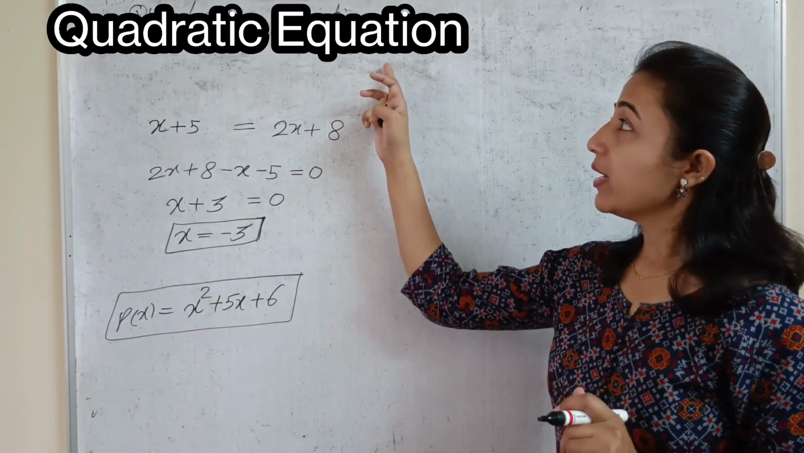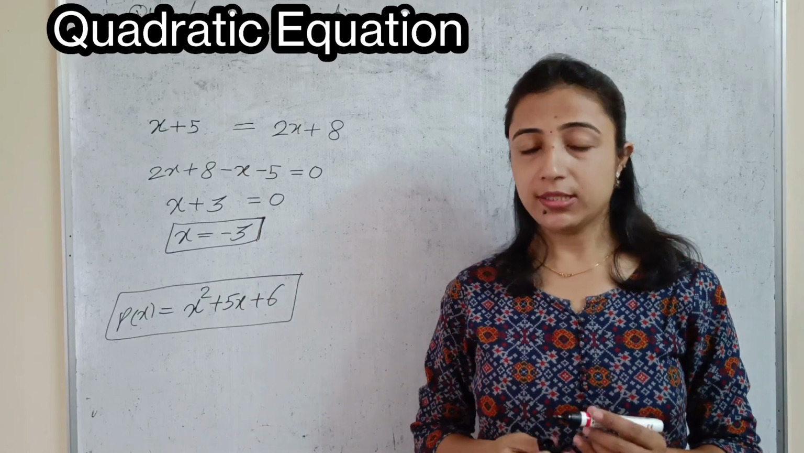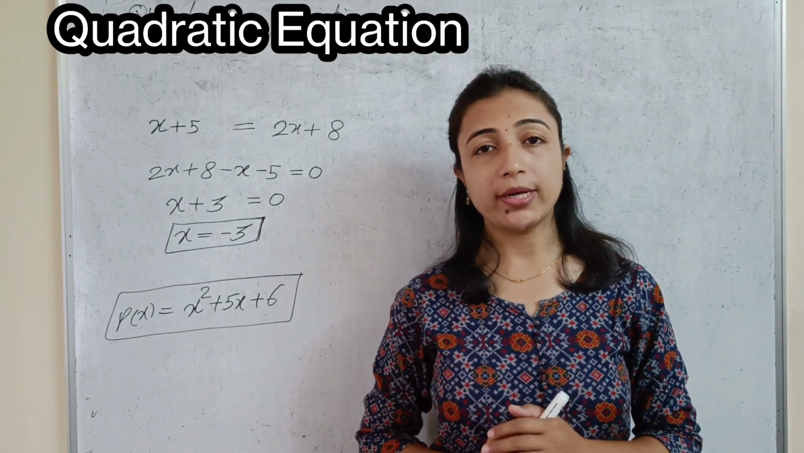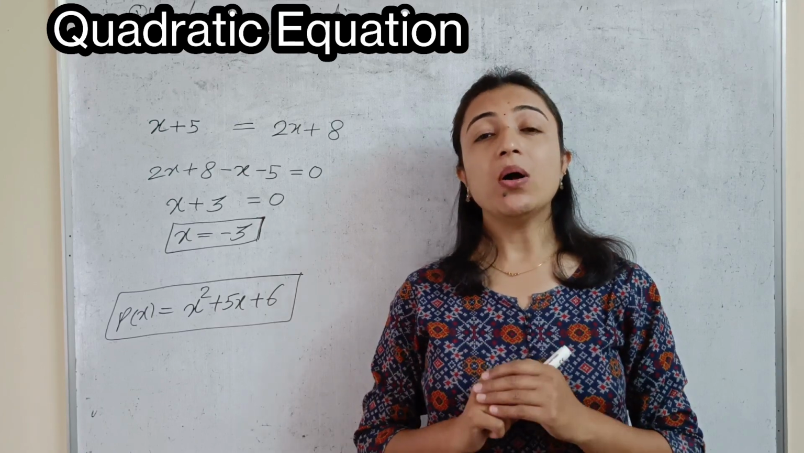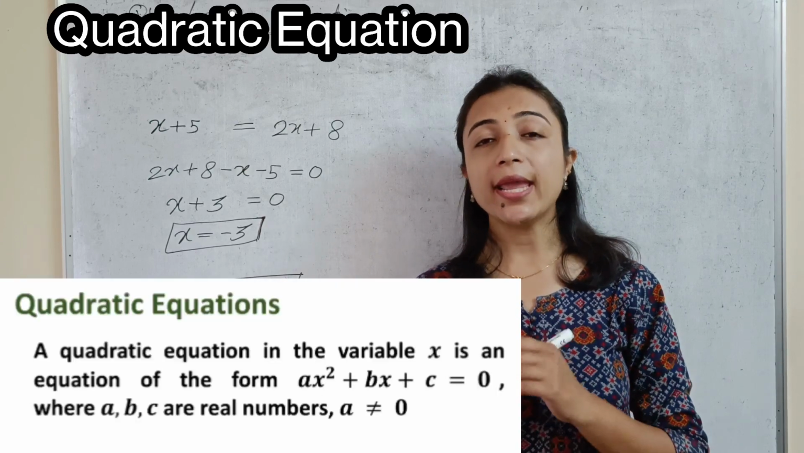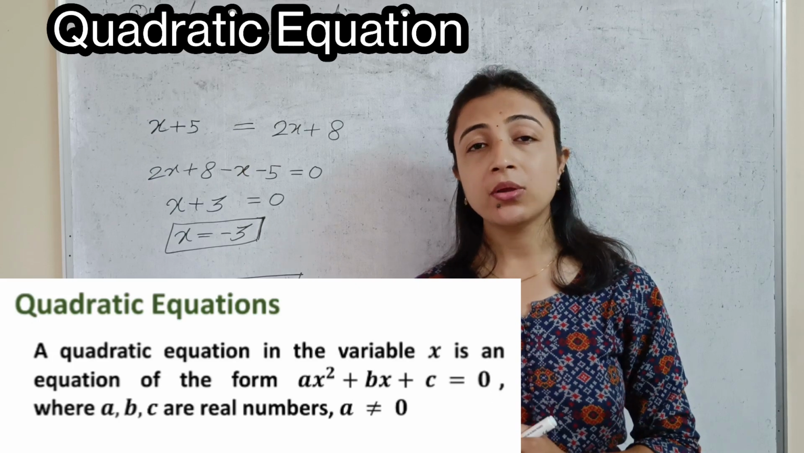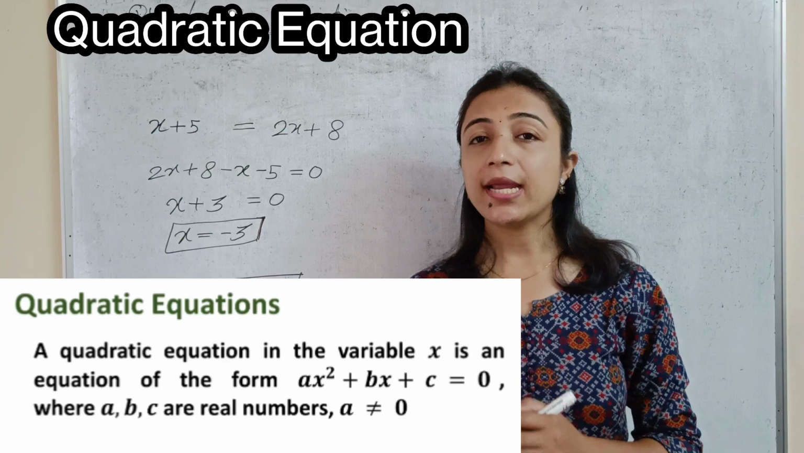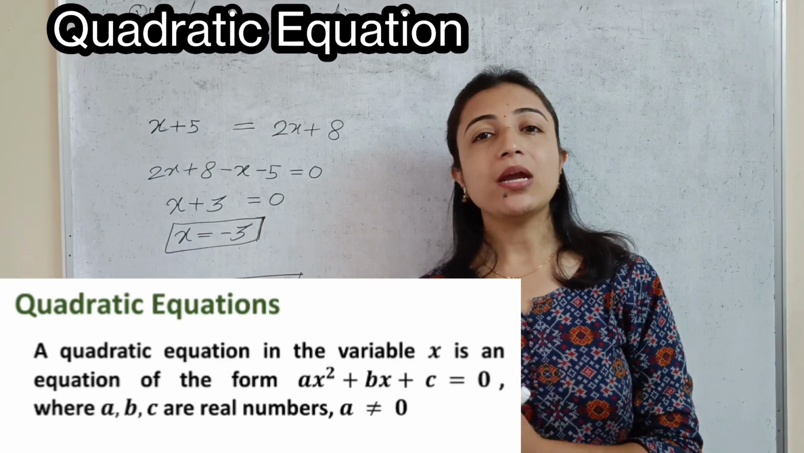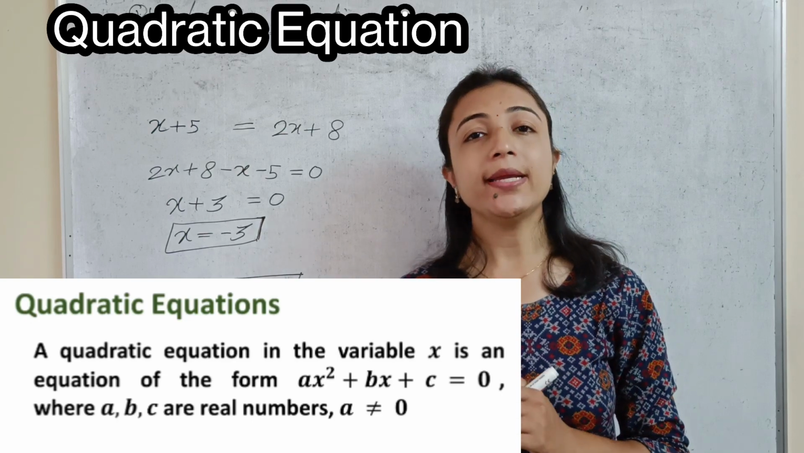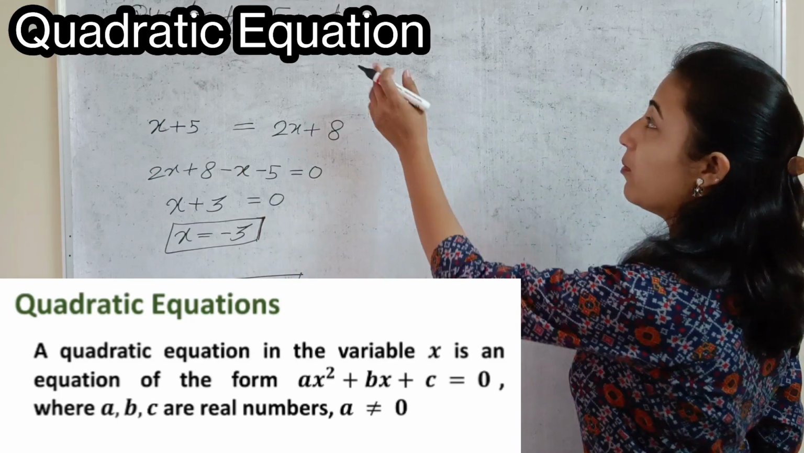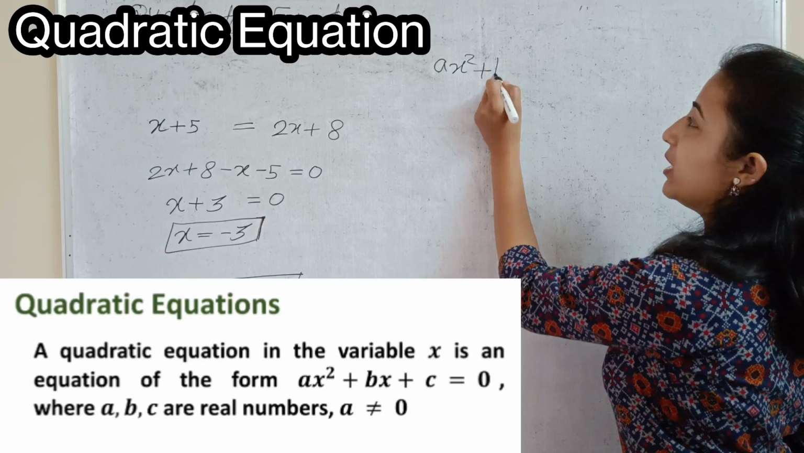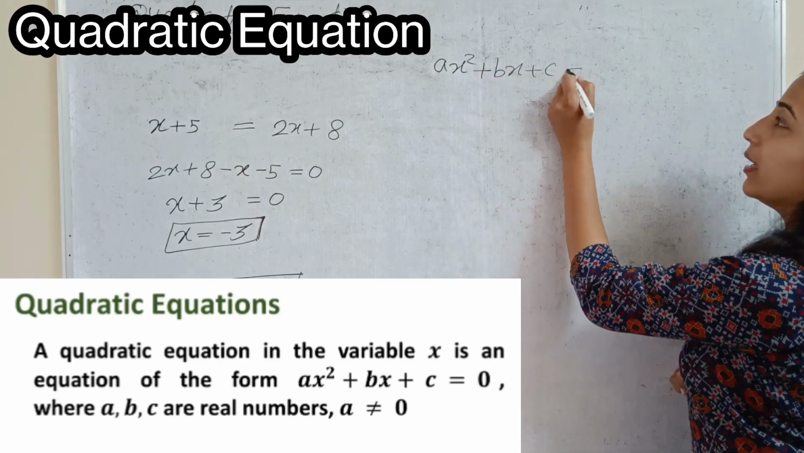Now we are discussing the quadratic equation in this lecture. So what is a quadratic equation? What is the standard form of a quadratic equation? If we are given an equation in the form of ax square plus bx plus c, where a is not equal to 0 and a, b, c are any real numbers, then this type of equation is called a quadratic equation. So the form of a quadratic equation is ax square plus bx plus c equal to 0.